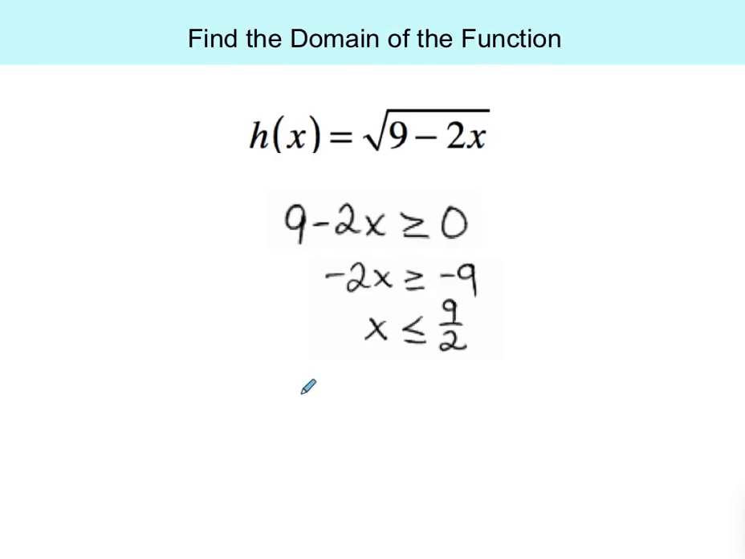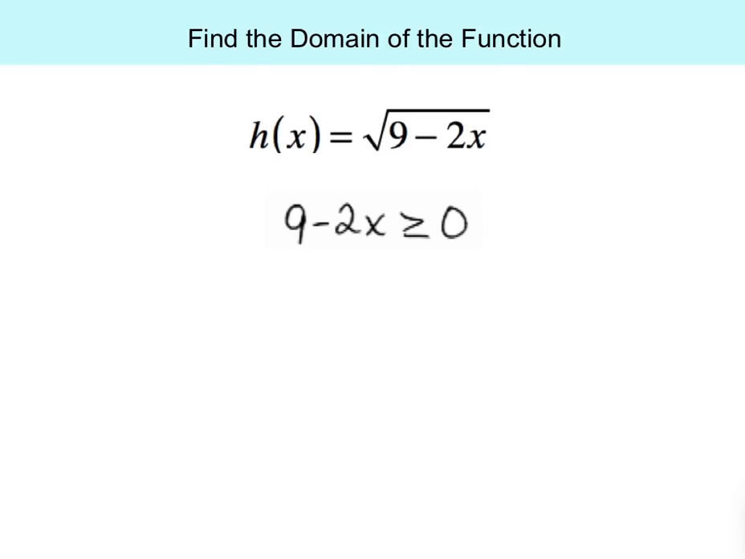When I write this in interval notation, it should look like this: minus infinity to 9 over 2. And I have to have a square bracket here because I want to include that 9/2. That is where my function will be defined. This is my domain from -infinity to 9/2.